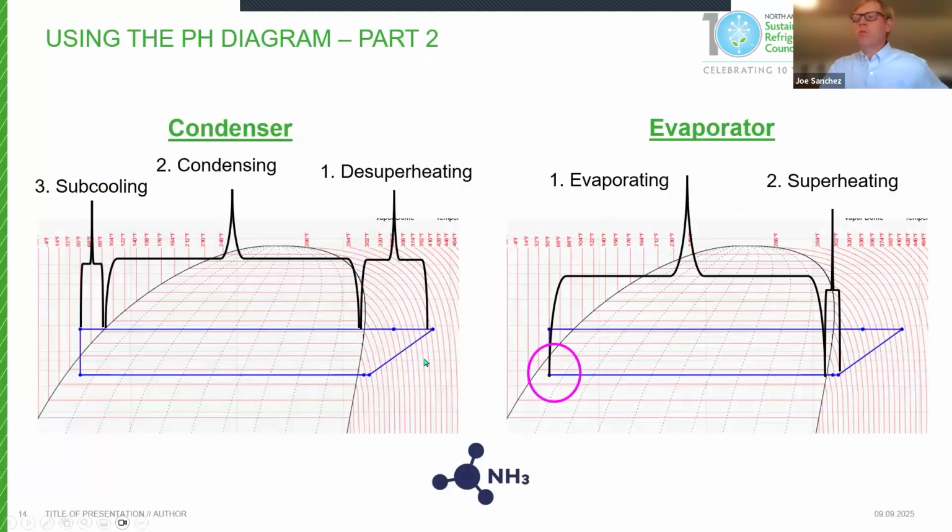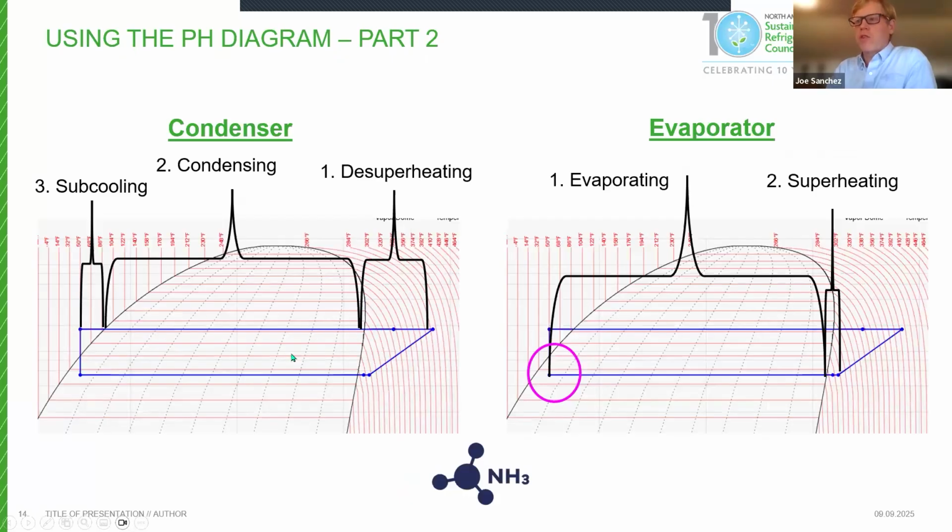So this is zooming in with ammonia still, and that's important to note. I've got the temperature lines on here as well, called isotherms. And here you can see how close together they are in the superheated region. So not a lot of available heat in comparison to the amount of temperature that you'll drop.